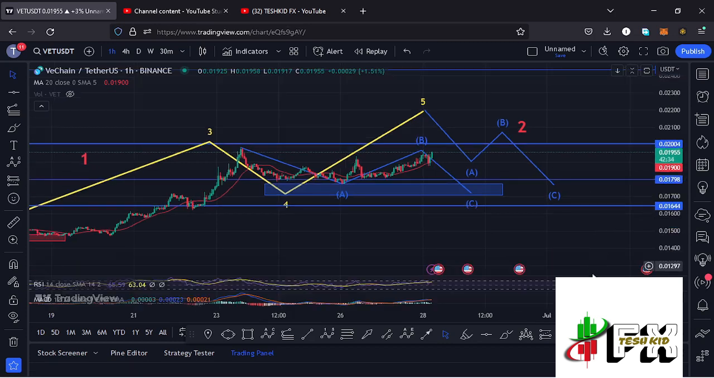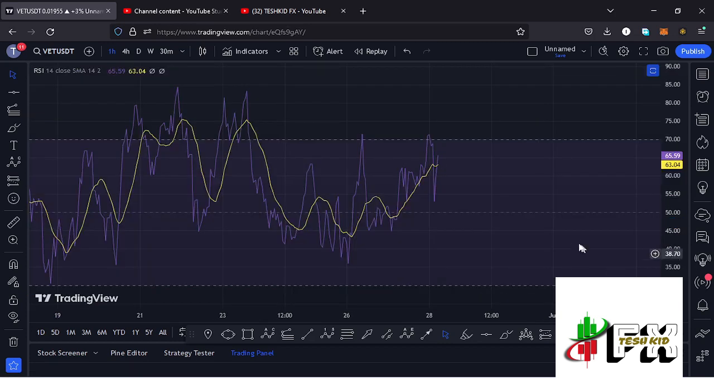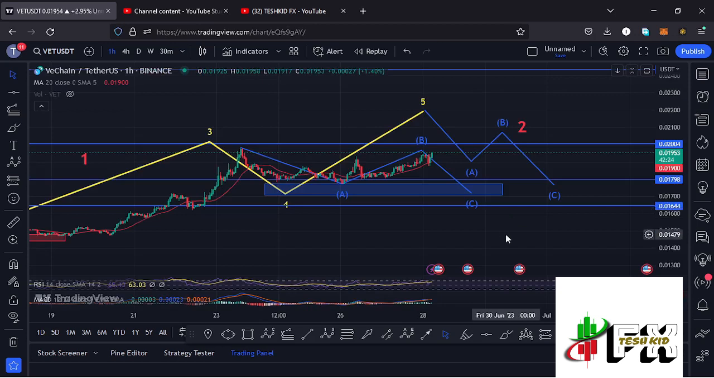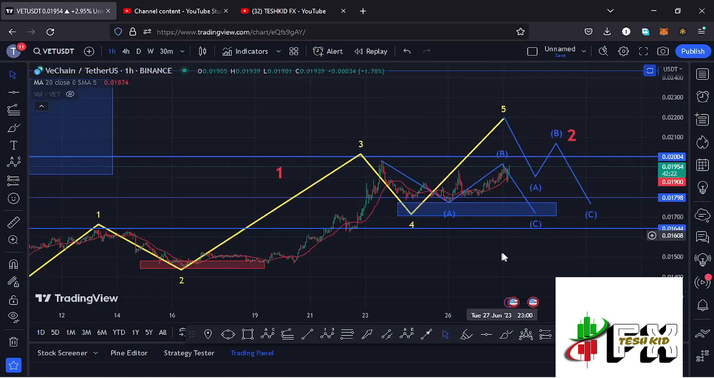Also taking a look at the indicators. On the RSI, we are trading at around the 63 mark. On the MACD, we have been able to print a bullish cross, fully supporting higher prices. So let's be patient and see how that plays out, and I'll be keeping you updated.